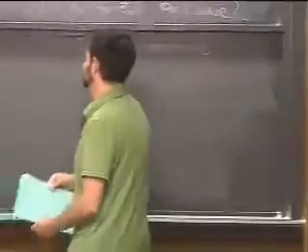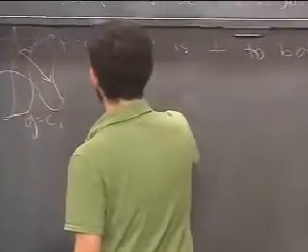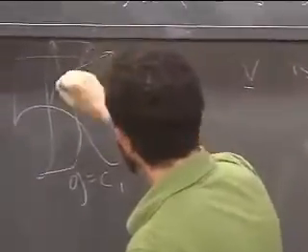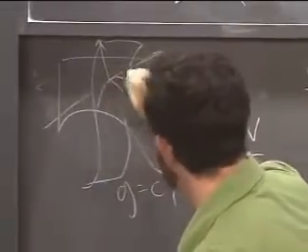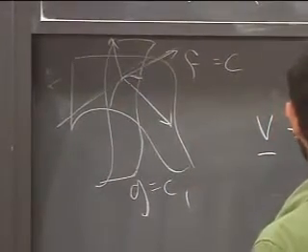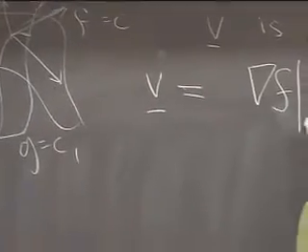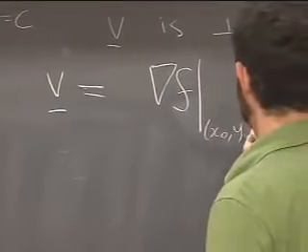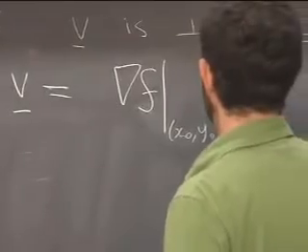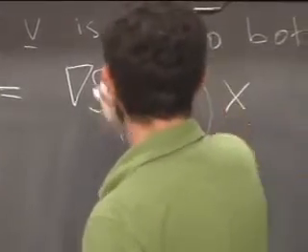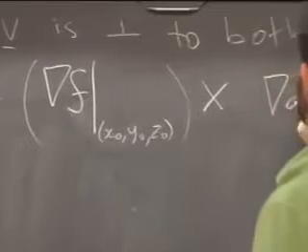So we need the vector we're looking for, V, which is the tangent to this curve, is equal to the normal to the first surface cross the normal to the second surface.